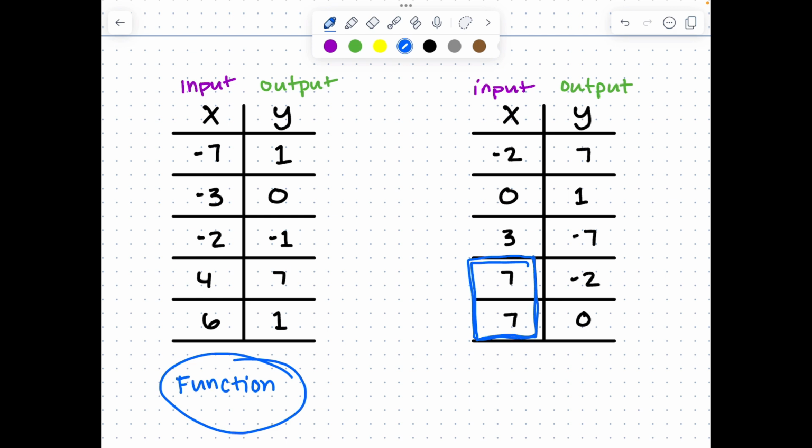So here's where we have to be careful. Now, this doesn't automatically mean it's not a function. It just means, let's look at this. So we have a 7. Here it maps to -2. Here it maps to 0. -2 is not the same as 0, so those are two different outputs, which means not a function.